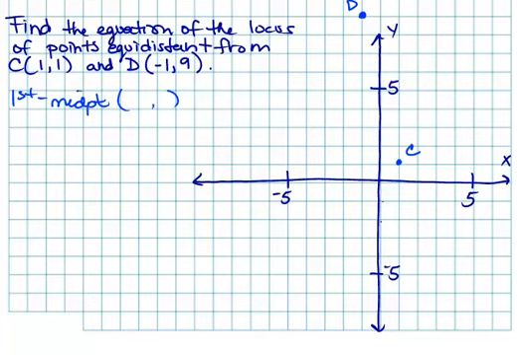What looks like it's in the middle? Well, I know to get 1, 2, 3, 4, 5, 6, 7, 8, 2 to get from one point to the other. So if I go 4, 1, that should be halfway. So I'm thinking the midpoint is at 0, 5.